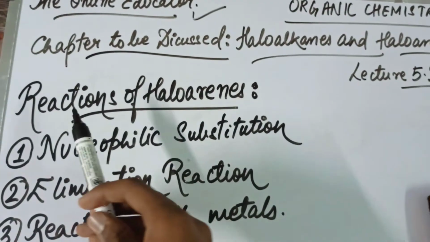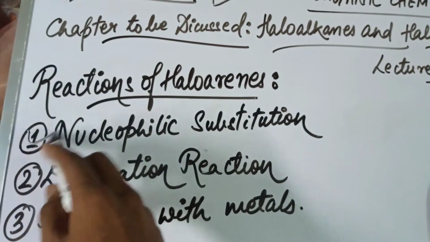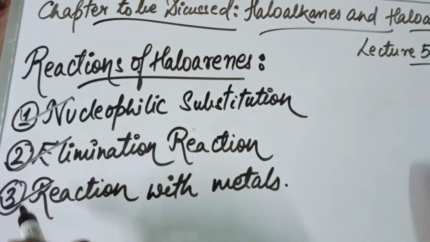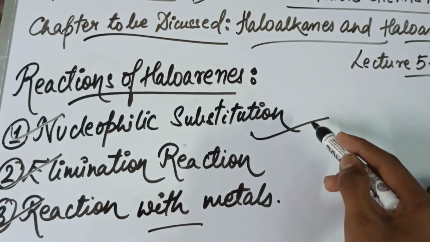Today we'll be discussing the reactions of haloarenes. We have three types of reactions: the nucleophilic substitution reaction, elimination reaction, and the reaction with metals. So first we'll be discussing the nucleophilic substitution reaction.